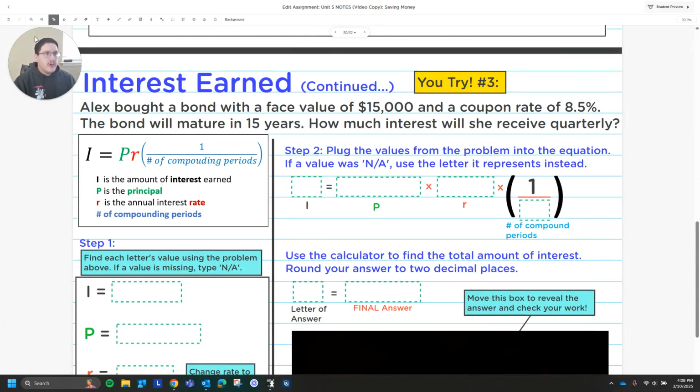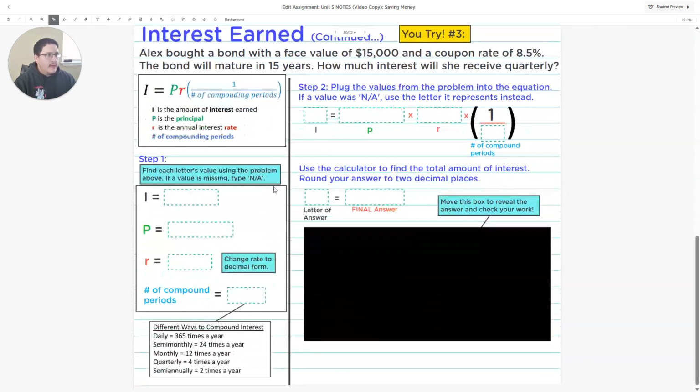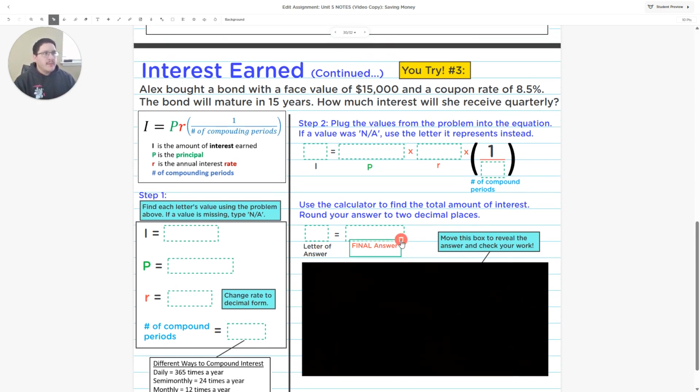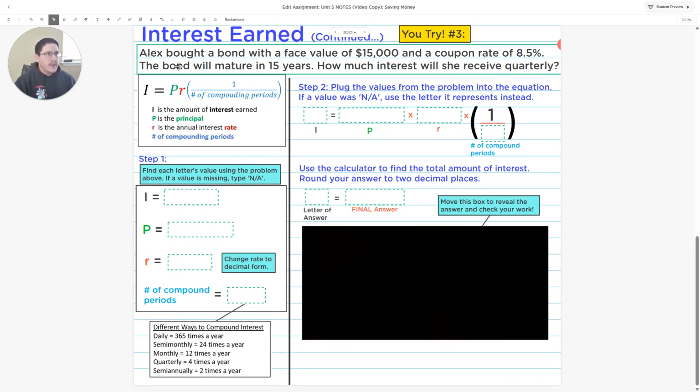So let's look at you try number 3. Again, go through the problem. Try to enter the information as best as you can, and then move this box to check your work and see if you are doing these things correctly. I'm going to read the problem, and after I read the problem, go ahead and pause the video, try this problem on your own. Here we go.